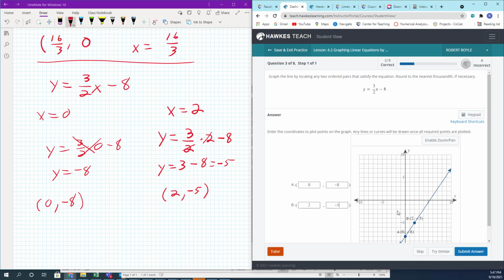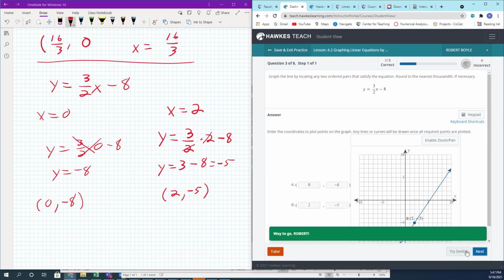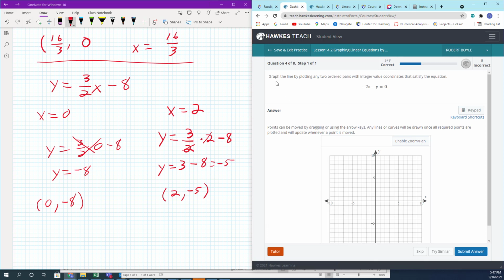we have that point. Let's see, there's 2, -5. And then we can submit, and there we have our answer. And it turns out right. So let's move on. Here we want to graph the line by plotting any two ordered pairs with integer coordinates that satisfy this equation.